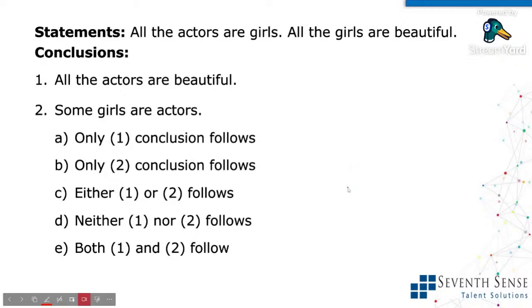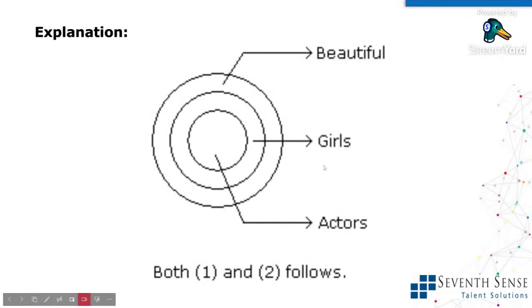Now, in the same flow, try to get the answer for the next one also. So this is your explanation part. It is the same old diagram: actors, girls, and beautiful, overlapped. So both one and two follow.